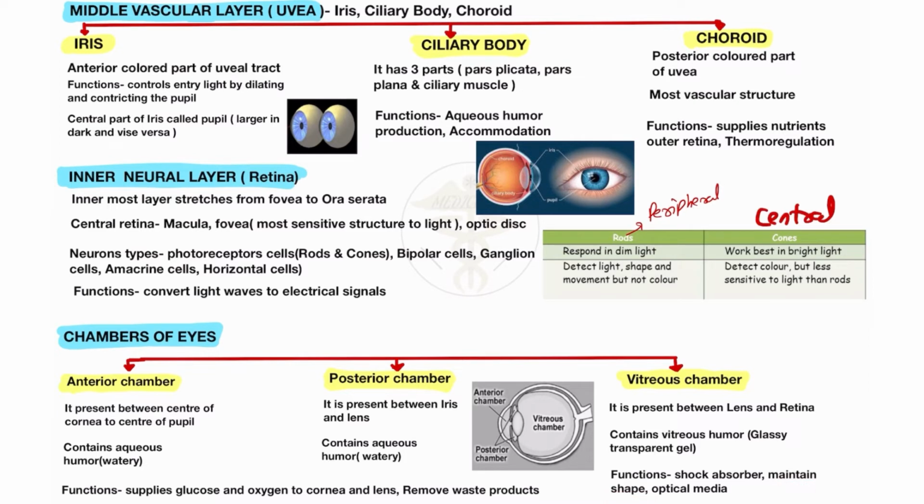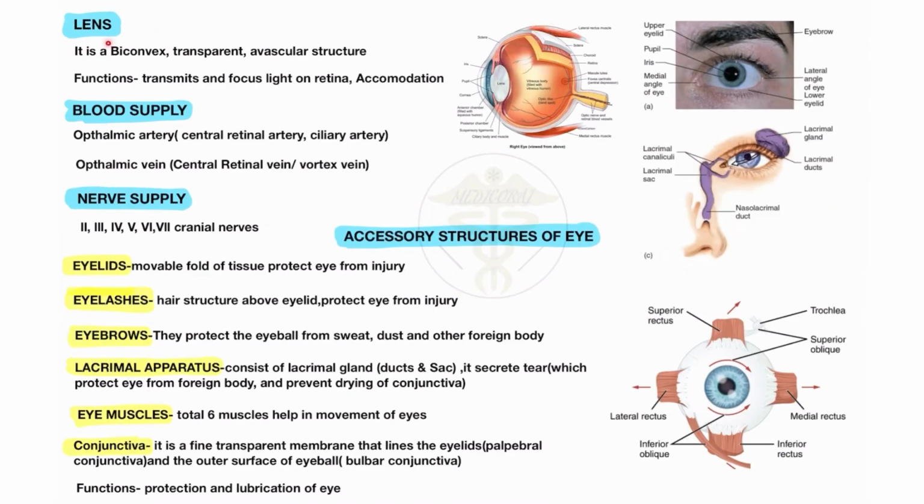So this is all about the chambers of the eye. Now I will discuss the layers, the blood supply of the eyes, the nerve supplies of the eyes, and different accessory structures of the eye.